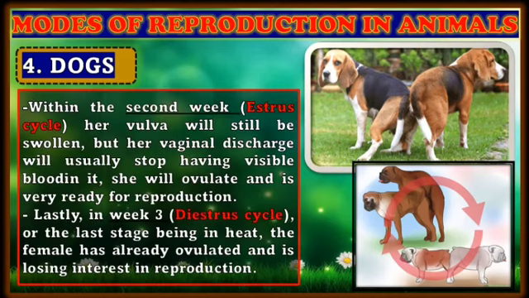So next week is the second week, that is what you call the estrus cycle. Her vulva now will still be swollen, but her vaginal discharge will usually stop having a visible bleeding. She will ovulate and is very ready for reproduction. So on the third week na, the last week, is what you call the diestrus cycle, or the last stage of being in heat. The female has already ovulated and is losing interest in reproduction.